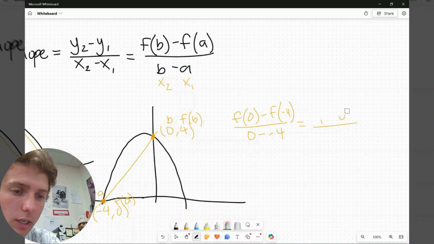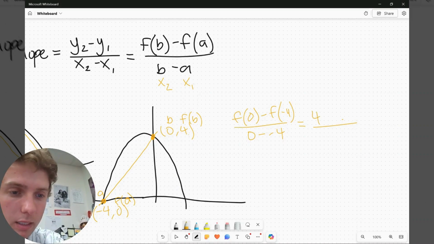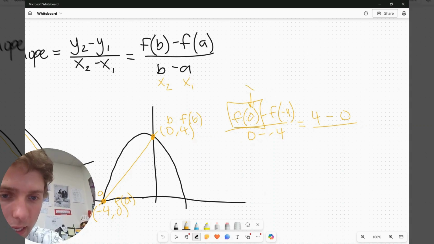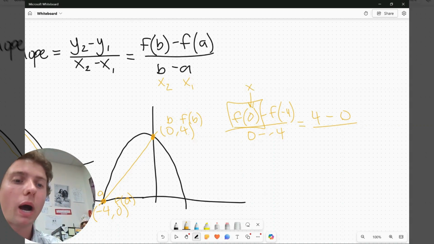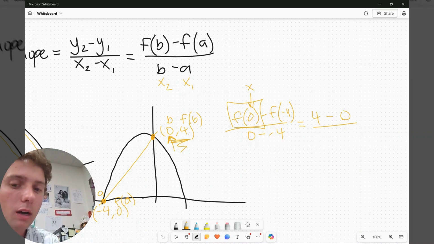Well, people's question is then, how did I get the 4 minus 0 on top here? How do I have 4 minus 0? Well, realize f of 0. That is telling me that when you plug in the x value of 0, what y value do you get out? We'll go back over here to the diagram. When we plug in the x value of 0, we get the y value of 4. That's where this value comes in. That is what f of 0 is equal to.